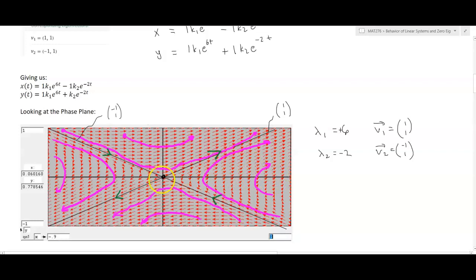So that brings up the necessity to describe what kind of equilibrium point this is. Is it a repeller, an attractor? Is it something called a saddle point? We'll discuss that shortly.